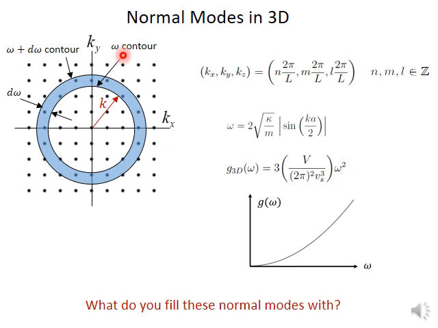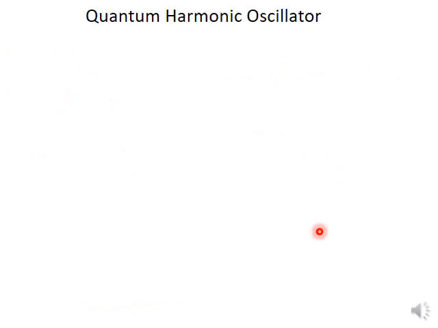But those were the cases for electrons. The question for the case here is, because you do have all these modes available, but these are lattice vibrational modes, what would you fill these modes with? And that's where the quantum description is important.